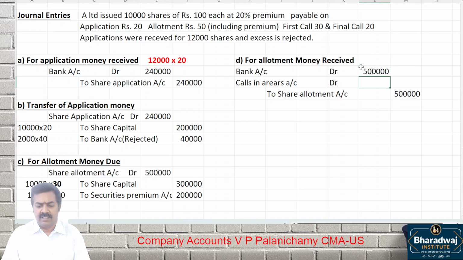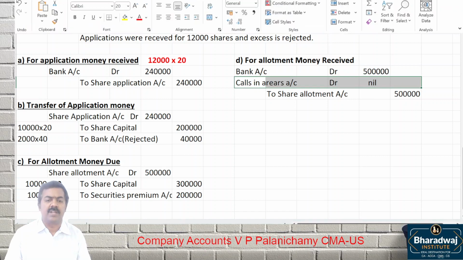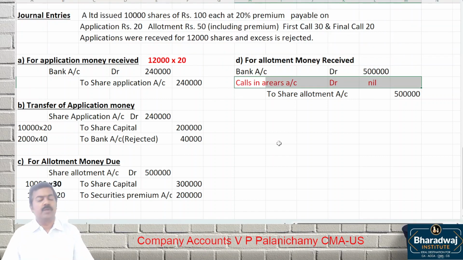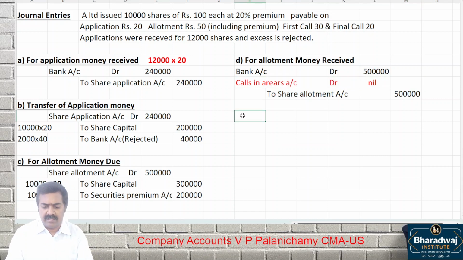How much is to be collected? 5 lakhs. In this question, since we learned the basics, you take it along with calls in arrear. There is no calls in arrear in this question. What do you mean by calls in arrear? Amount due but not paid. Next, E. For calls due.